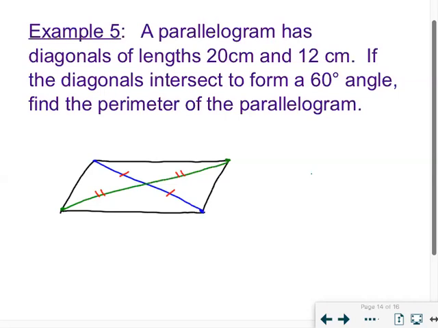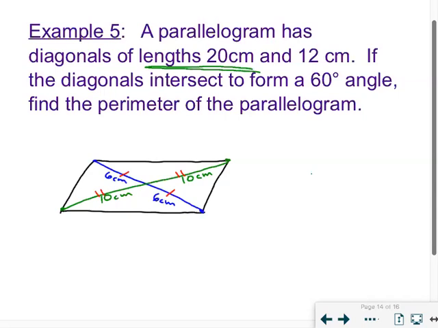The problem explains that the diagonal lengths are 20 centimeters and 12 centimeters. I'm going to use 20 centimeters for my green diagonal because it appears to be the longest. That would make this side here 10 and this side here 10 centimeters. And for my blue diagonal, the whole thing measures 12, so that's going to give me 6 centimeters for that piece and 6 centimeters for that piece.